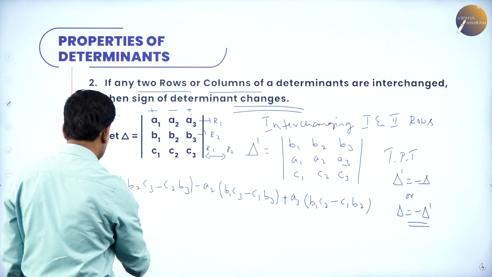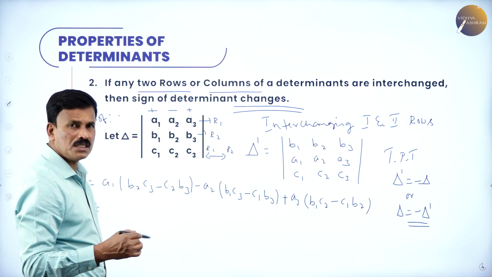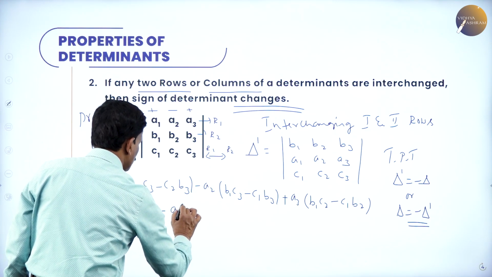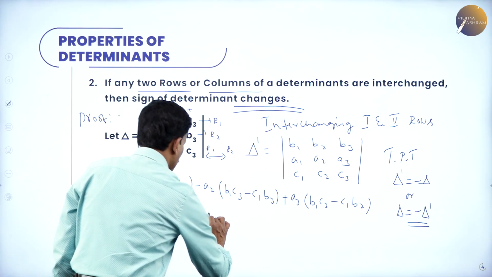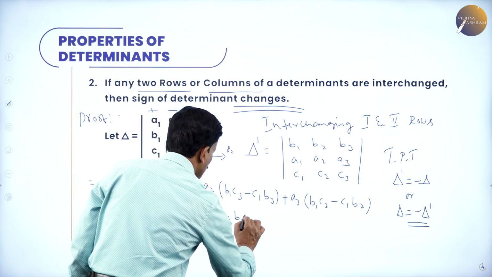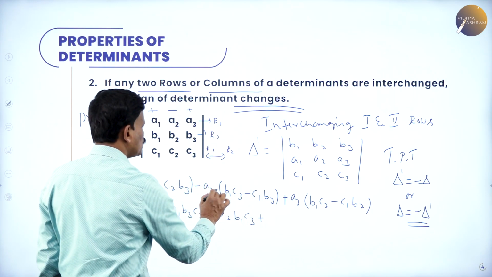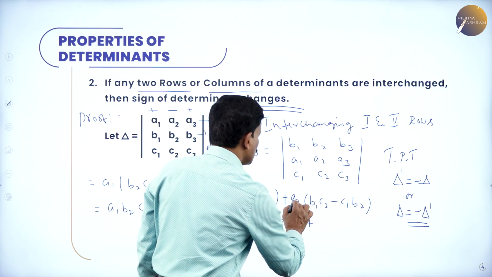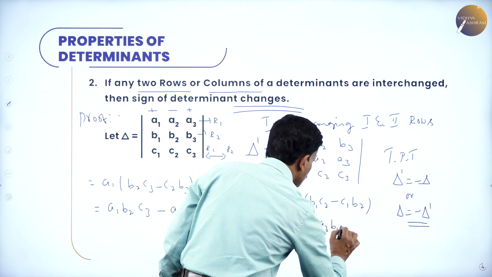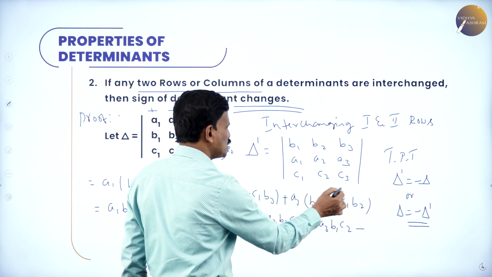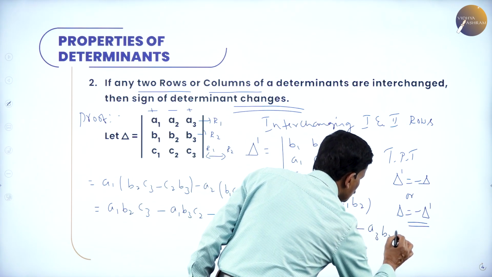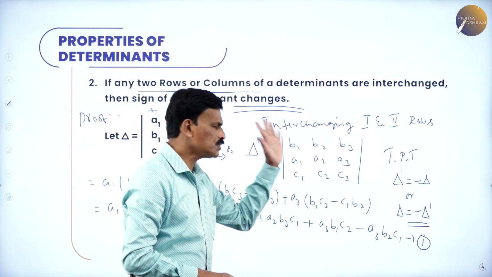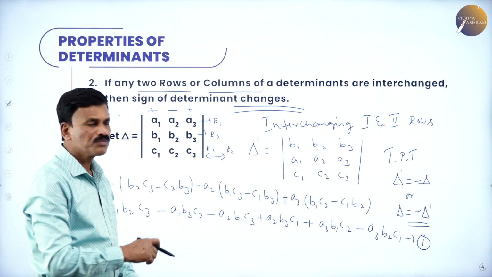Now this is equal to multiply it. Now I can take A, B, C. Now this is A1 B2 C3 minus A1 B3 C2 minus A2 B1 C3, minus into minus plus A2 C1 B3 can be written as A2 B3 C1, again plus A3 B1 C2 plus into minus A3 C1 B2 can be written as A3 B2 C1. Let us consider this as equation number 1. This is expanding the general first delta.